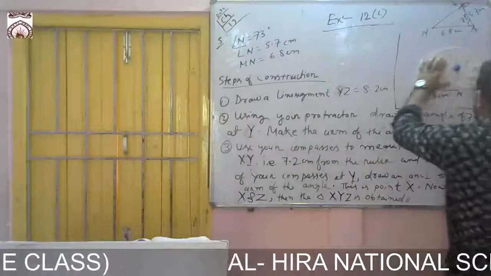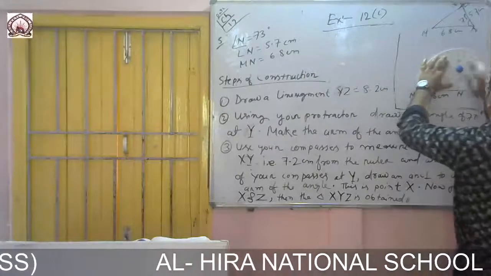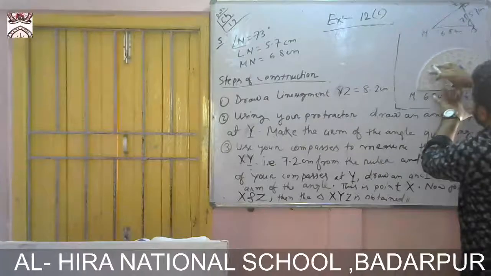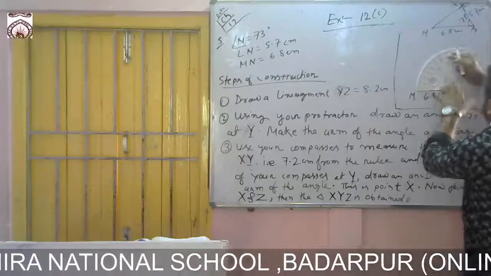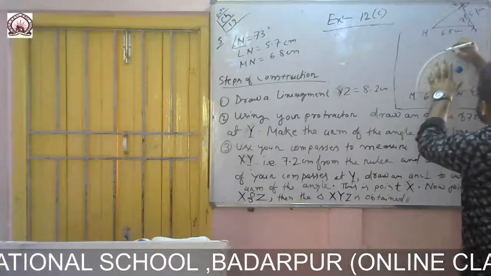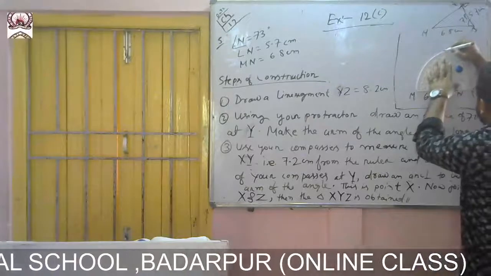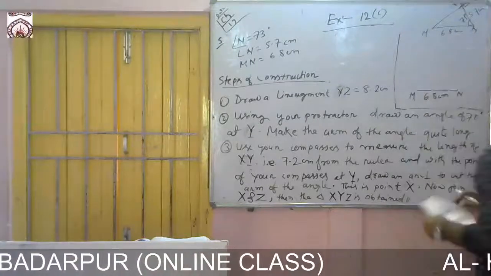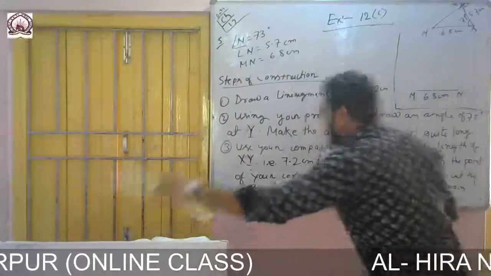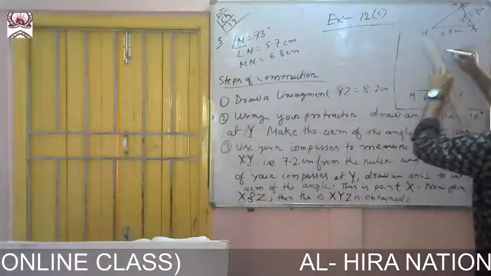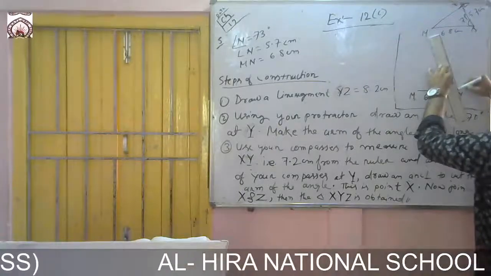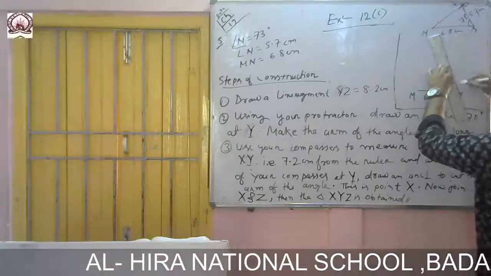First come to 70: 10, 20, 30, 40, 50, 60, 70. Now come three more vertical lines: 1, 2, 3. It is coming here like this, 73 degree. Now join this one with your ruler as earlier, and make the arm of the angle a bit long.